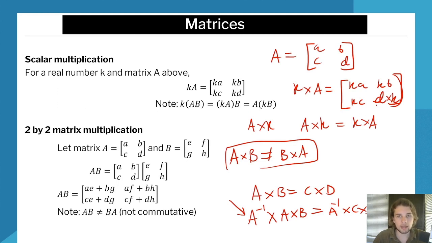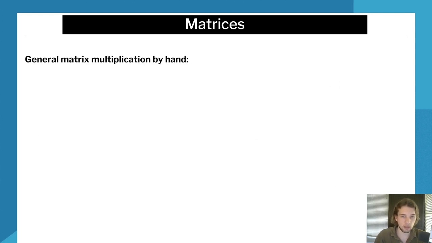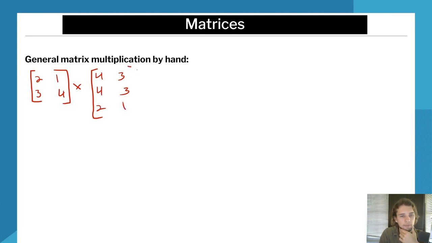I'm going to go straight into doing 3 by 3 or something of that level. Actually, I might start a bit smaller, to give you an understanding of what the larger process is, instead of just knowing a formula to achieve it. So let's look at the two matrices. 2, 1, 3, 4. And let's try to multiply that by 4, 3, 4, 3, 2, 1. Okay. Can these matrices multiply by each other?